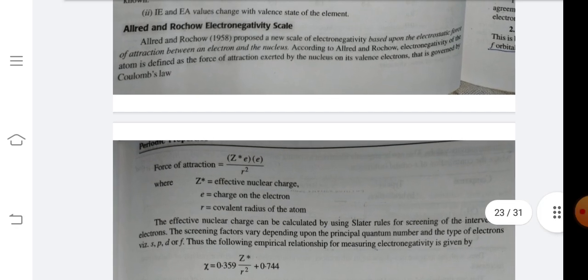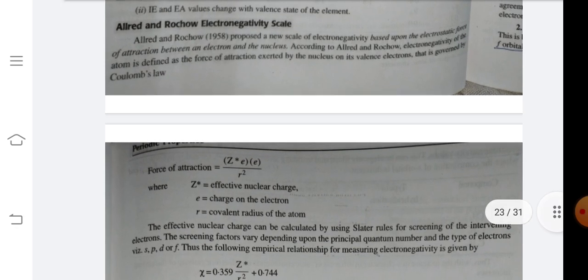Start periodic properties part 4. Allred and Rochow electronegativity scale. Allred and Rochow proposed a new scale of electronegativity based upon the electrostatic force of attraction between an atom and the nucleus. According to Allred and Rochow, electronegativity of the atom is defined as the force of attraction exerted by the nucleus on its valence electrons.